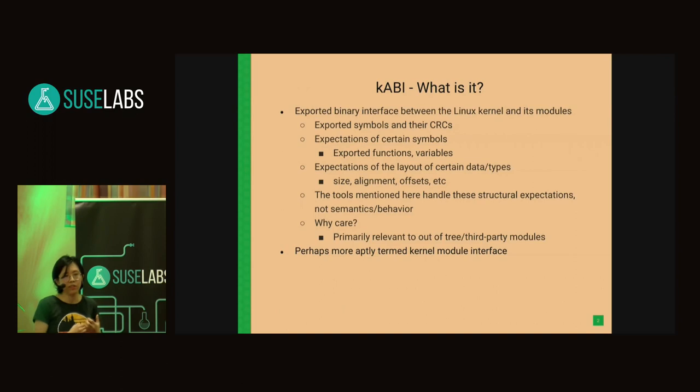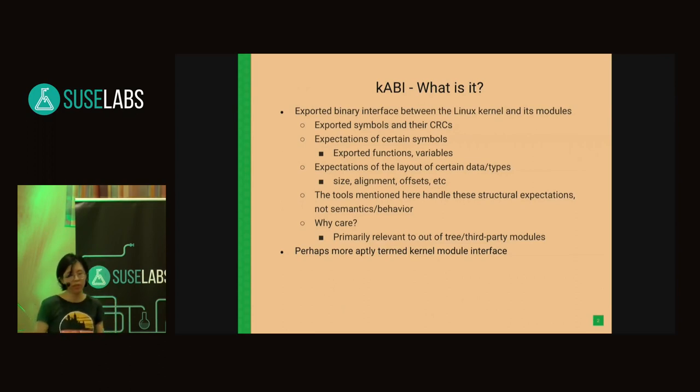There are also expectations of the layout of certain data types, and that would include the size of a type, for example, its alignment and offsets of different members in the structure. So, as a forewarning, the tools mentioned in this talk take care of checking these structural expectations and making sure that they're not violated. They don't talk about the semantics or the behavior of certain code. Whenever you have a patch that modifies that, obviously that's always going to require a human reviewer to make sure that it doesn't endanger KABI stability.